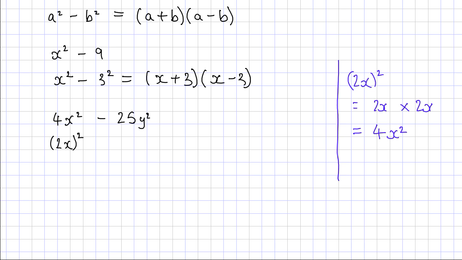Now this minus 25y squared, this can be written as 5y squared. And now I have a difference of two squares. So the 2x is like my a here, and the 5y is like my b here, and I have a difference and I have the squares there. So this will factorize to 2x plus 5y times 2x minus 5y.